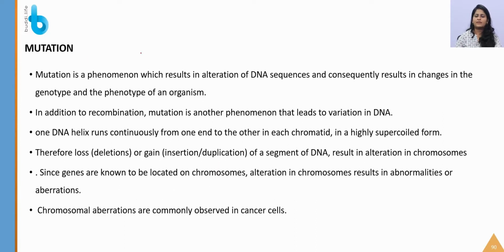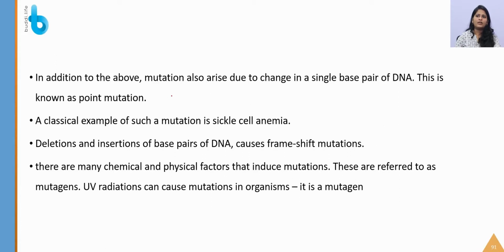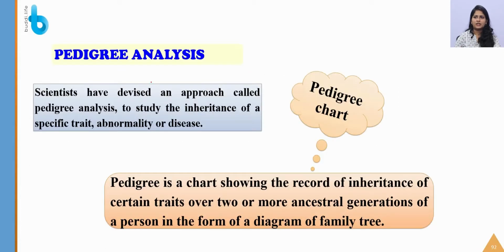So the next topic will be mutation. Mutation results in alteration of DNA sequences, consequently resulting in changes of genotype or phenotype of a particular organism. If it is a single gene point mutation, we will be studying about all these types of mutation in the next chapter.